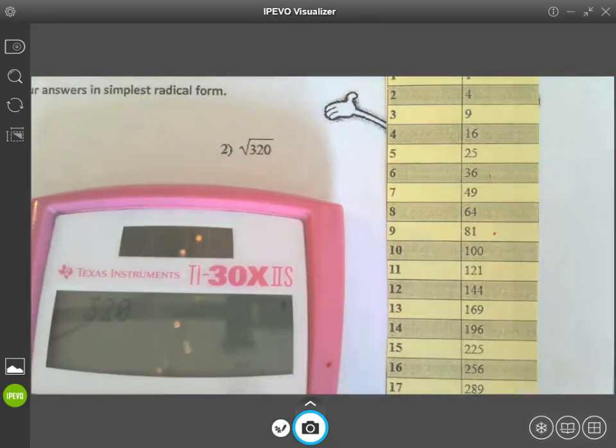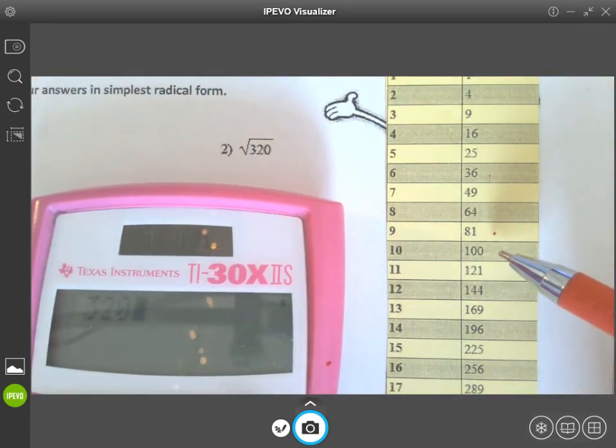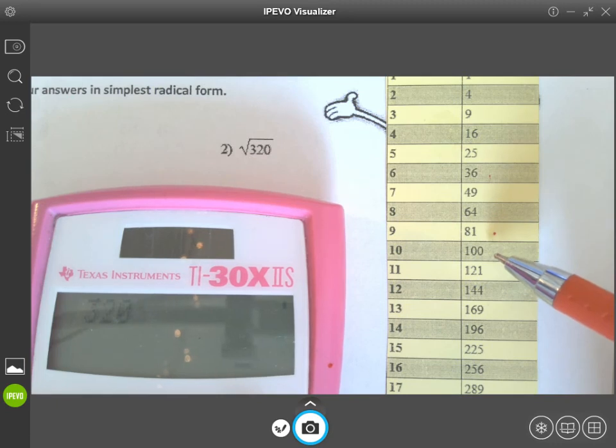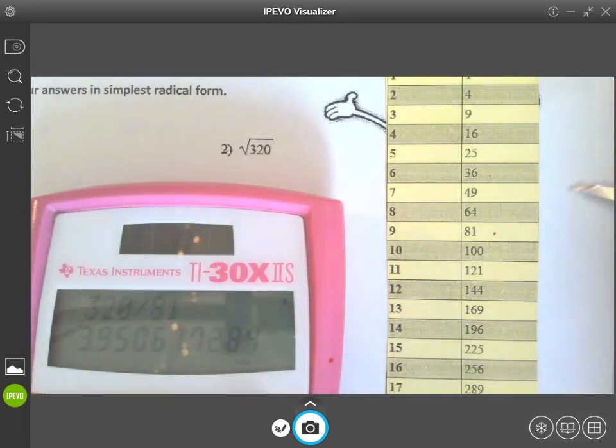320, and we're going to divide. Okay, I know it's not going to divide by 121 because it divides by 120. I know it's not going to divide by 100. Well, I want to do one of the bigger numbers with you. Is it going to divide by 81? My guess is no, but you would be trying these unless you're sure.